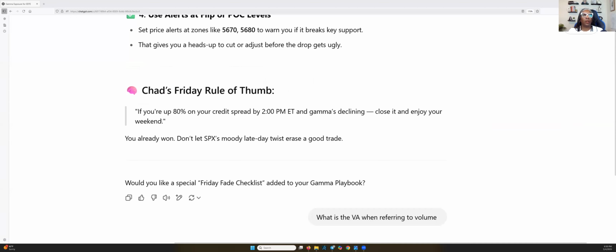Chad's Friday rule of thumb, which for us could be any day, but Friday: if you're up 80% on your credit spread by 2 p.m. and gamma is declining, close it and enjoy your weekend. You already won. Don't let SPX's moody late day twist erase a good trade.